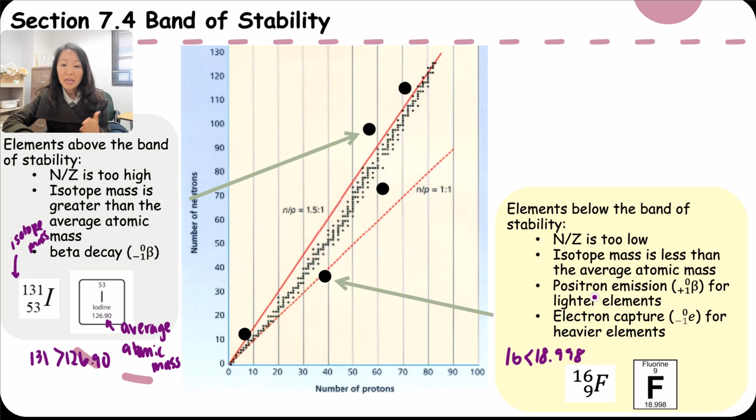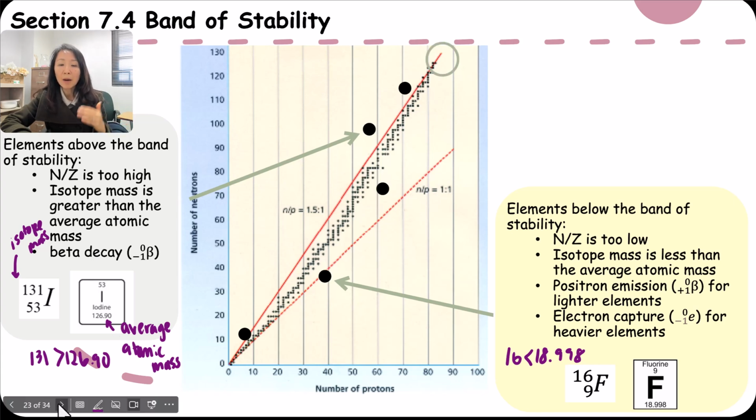electron capture. If it's a lighter element, it's going to go through positron emission, denoted as 0, +1, beta. For heavier elements, they're going to go through electron capture. So say the proton number is great right here. These guys are going to go through electron capture, where it accepts, right? It's not going to spit out anything. It's going to grab onto a 0, -1 electron, for the heavier elements. So this is how we sort of know what kind of nuclear reaction these isotopes might go through, by looking at the band of stability.